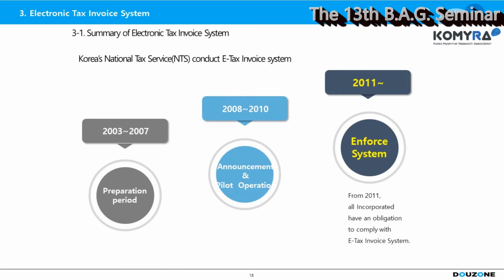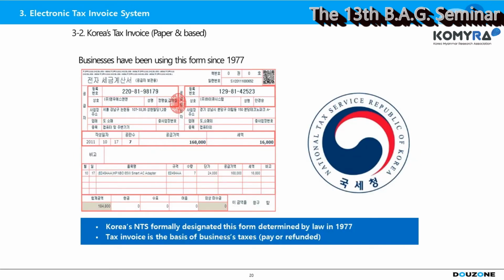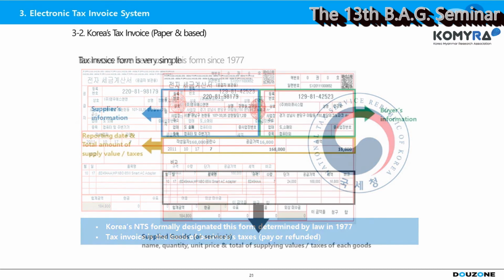The electronic tax invoice system in Korea went through a 5-year preparation period in 2003, a pilot period of 3 years in 2008, and formal implementation in 2011. Currently, all tax invoices are computerized and issued electronically. Korea also started the paper tax invoice in 1977. I also remember that tax invoices were issued on paper.